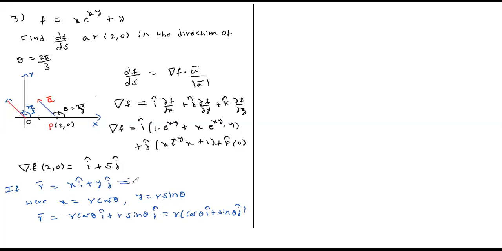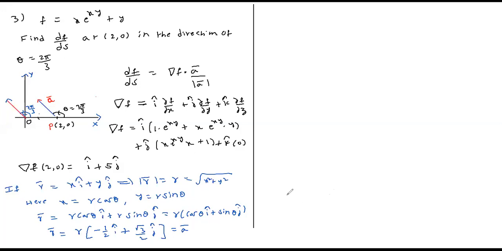Okay, what is modulus of r bar? r. Root of x squared plus y squared. Is that okay? Now what if we put theta equal to 2 pi by 3? When you put theta equal to 2 pi by 3, what do you get? r into cos 2 pi by 3. What is cos 120? Minus sin 30, minus 1 by 2 i bar, plus sin 120 is cos 30, root 3 by 2 j bar. Is that okay? So this is nothing but a bar.